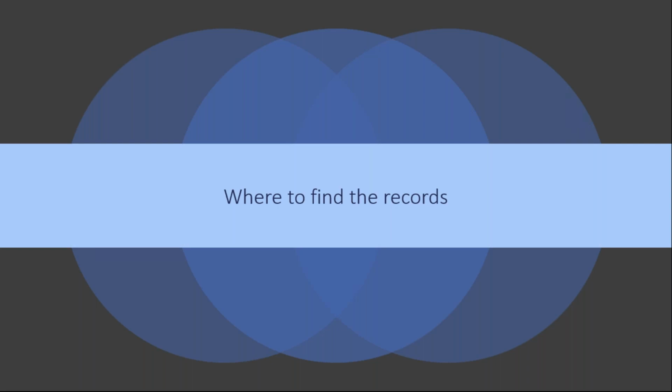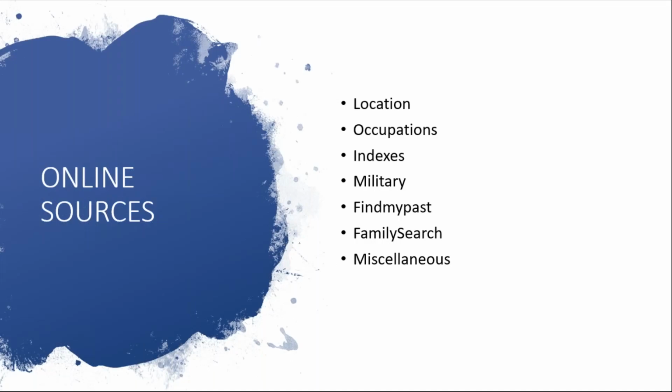Now, we're going to have a look in depth at where we're going to find the various records. We'd be looking at some online sources for things like location, being the geographic area where the ancestor may have lived. There are a number of those online, and we'll be looking at some of those, the information that's provided. We'll be looking at occupations, the records that are available for that, and the information that's provided online. We'll be looking at online indexes and the information you can get. We'll be looking at military records, which are also available online.